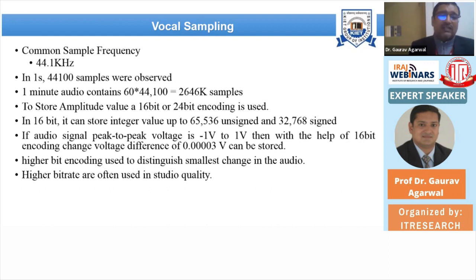If I am using a 16-bit encoding technique, then it can store 65,536 values. If there is a peak difference of -1 to 1 and I divide 1 by 65,536, then it will give a voltage interval of 0.00003 that will be stored, and the smaller the voltage interval, the better the regeneration of a signal.